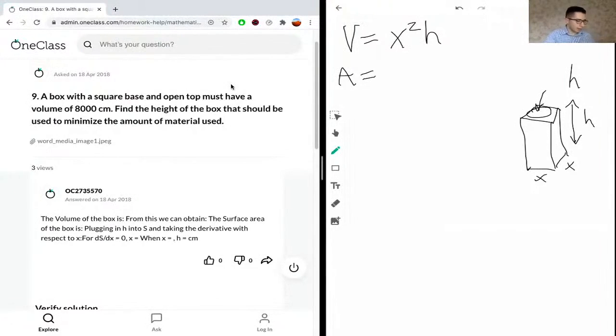So the area of the box would be x squared, that's the base. And then we have to add 4 times each side of the box, so x times h. So now we've derived two equations based on the information provided in the question and defining some variables. Now we can substitute the volume given to find the value for height.